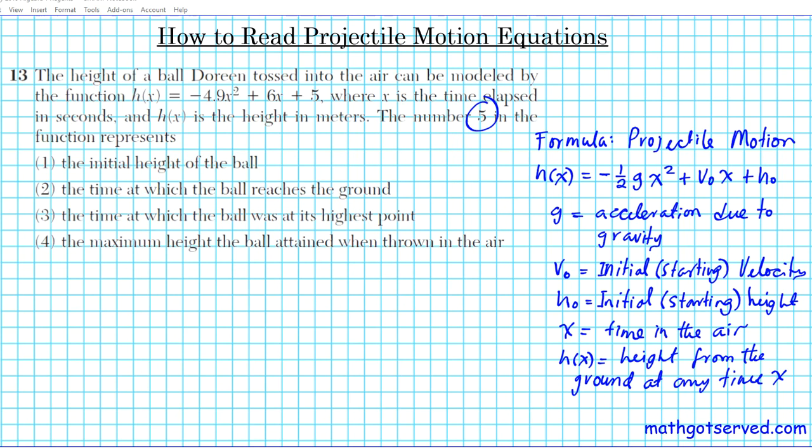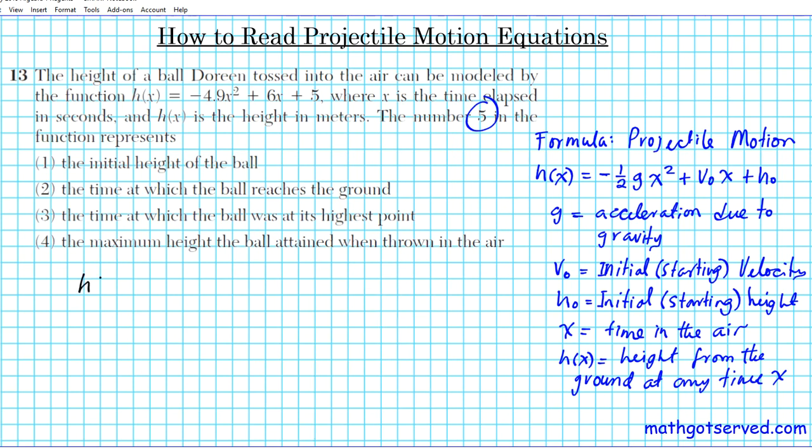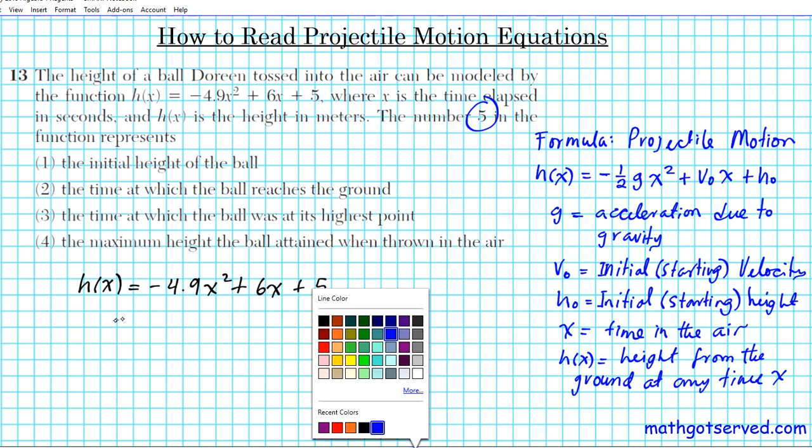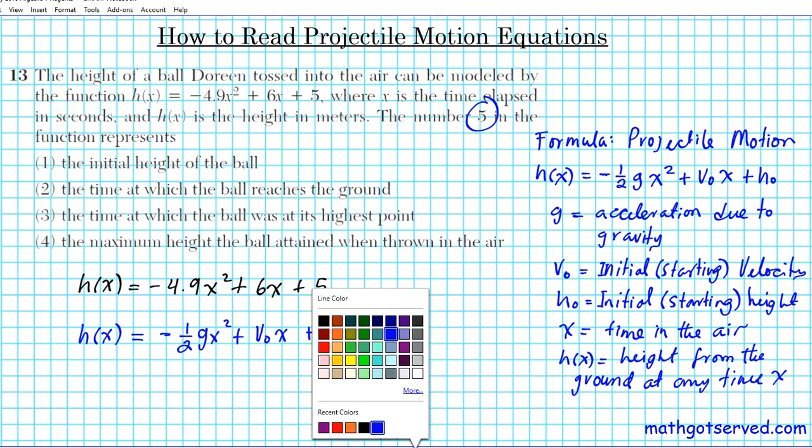Alright, so let's go ahead and write down the function first that's given in the problem. So h of x is negative 4.9x squared plus 6x plus 5. And then let's put the formula underneath and see what the 5 stands for. Okay, so h of x is negative 1/2 gx squared plus v sub 0 x plus h sub 0. Okay, let's go ahead and map it.